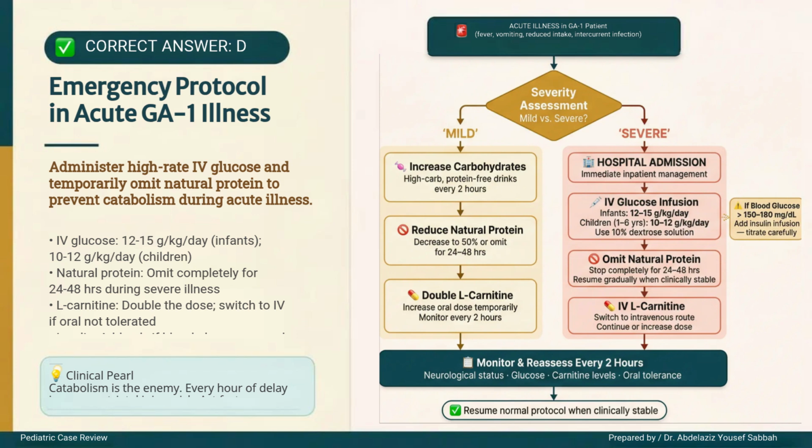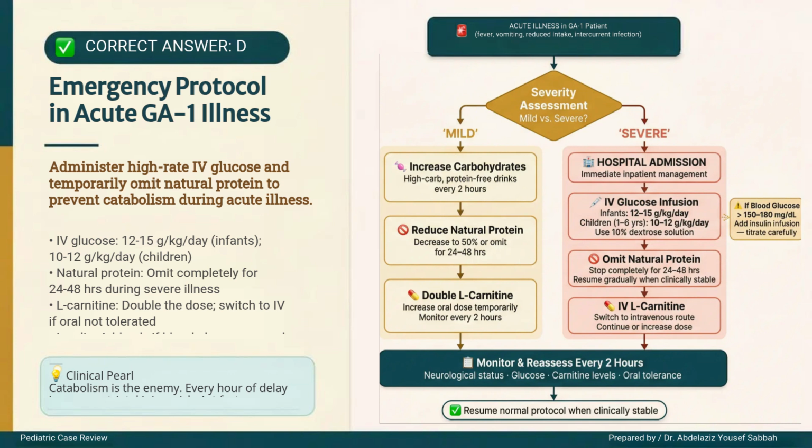For infants, administer 12 to 15 grams per kilogram per day of intravenous glucose. For children aged 1 to 6 years, use 10 to 12 grams per kilogram per day, typically as 10% dextrose solution. Natural protein should be omitted completely for 24 to 48 hours during severe illness. L-carnitine dose should be doubled, and if oral route is not tolerated, switch to intravenous administration.